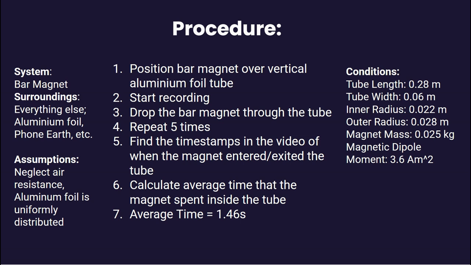The procedure was: first we positioned the bar magnet over a vertical aluminum foil tube and started recording, then we dropped the bar magnet through the tube. We repeated that 5 times, found the timestamps in the video where the magnet entered and exited the tube, and calculated the average time that the magnet spent inside the tube, which was 1.46 seconds.